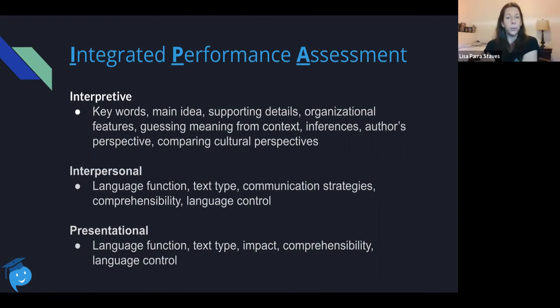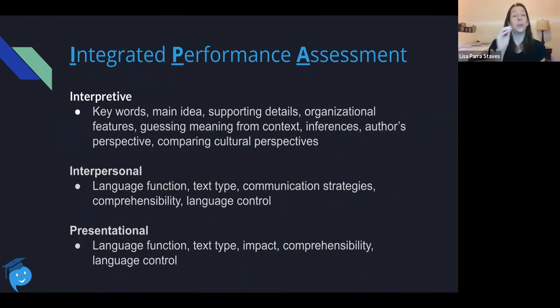So in integrated performance assessments, I would normally start with interpretive. And this is assessing from literal comprehension to broader. So keywords, main ideas, supporting details, organizational features. All of these sections are practicing the skills that students need in order to do well on the reading and listening parts of the AP exam. Those multiple choice questions are asking questions about main idea. They're asking them questions about organizational features, about tone, about the author's perspective. Students have to make inferences beyond the text.